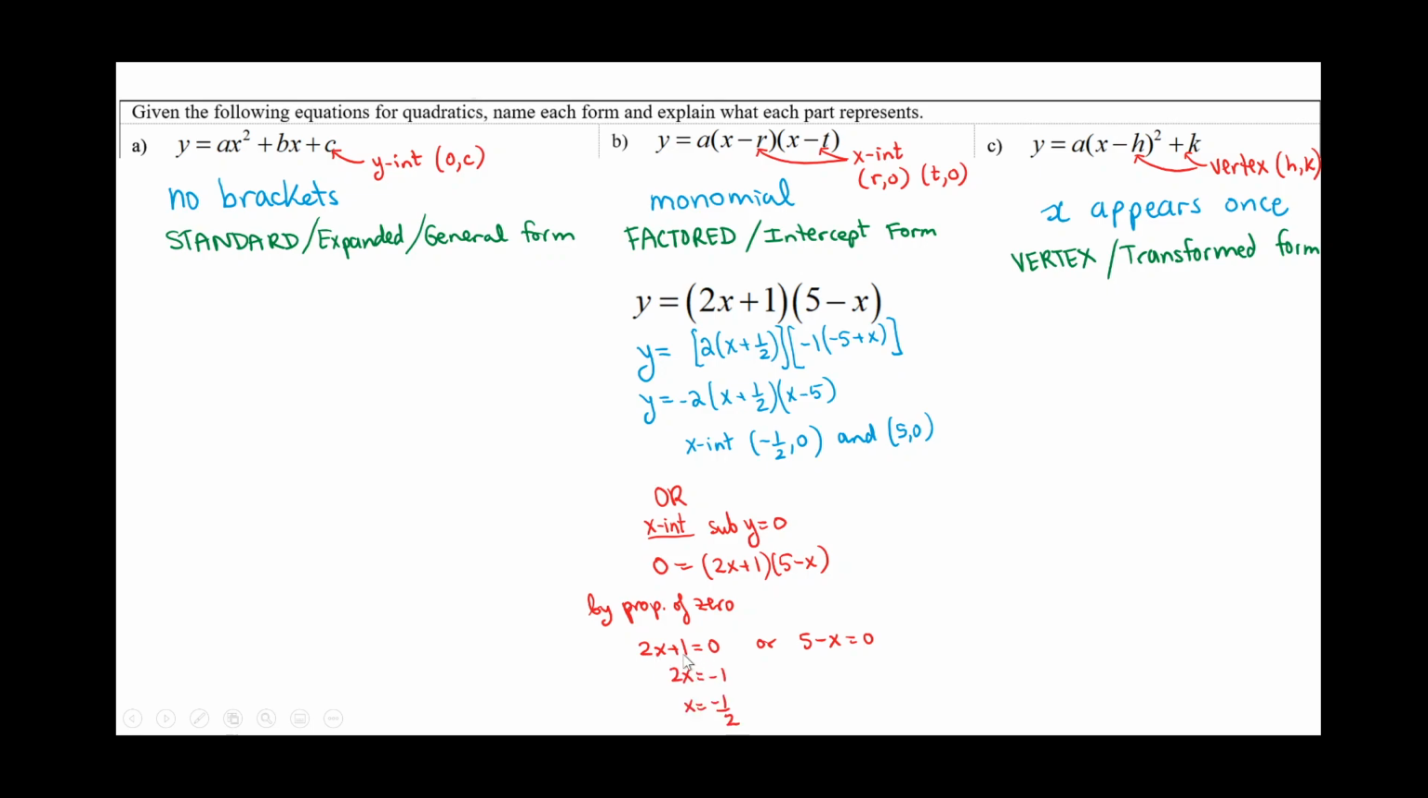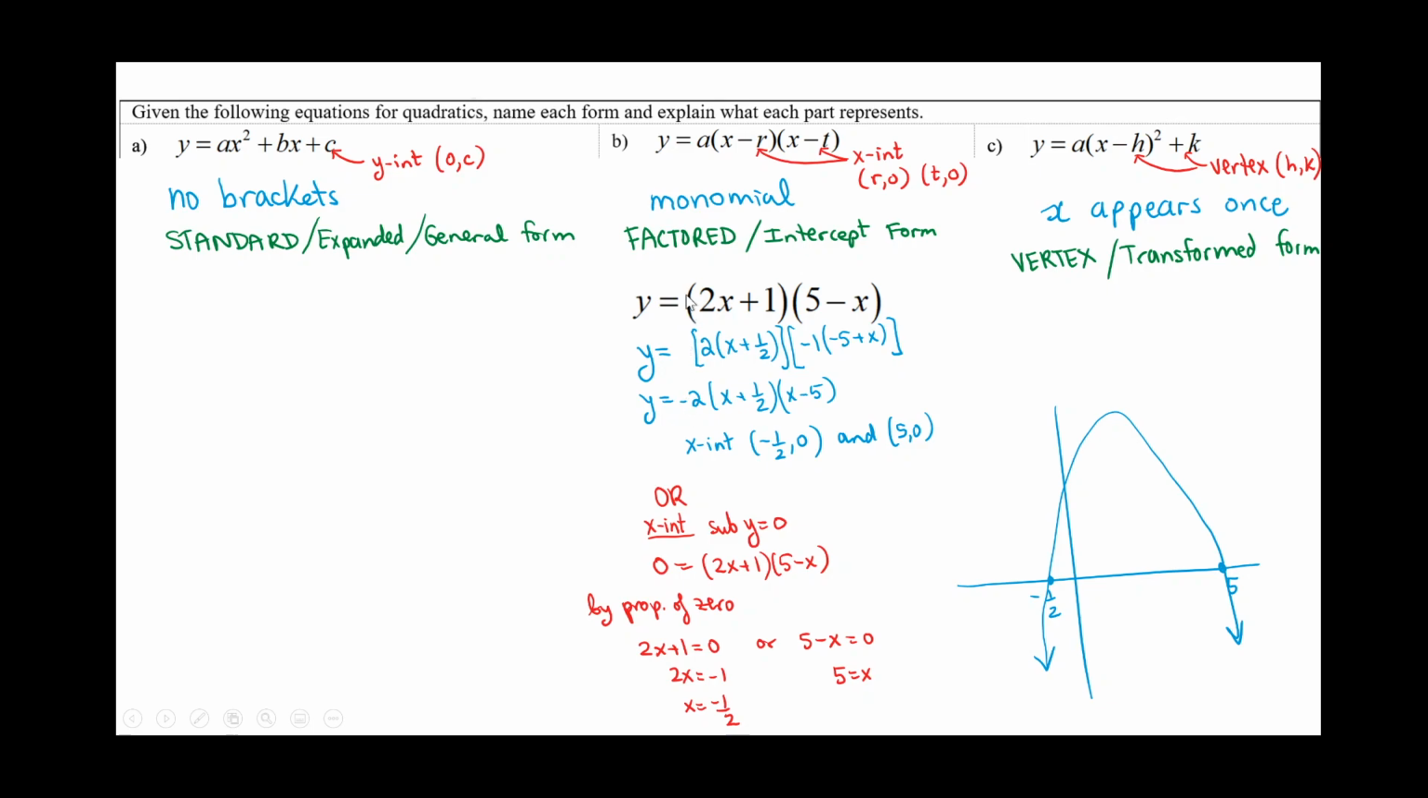So if you move 1 to the other side, then divide by 2, you get x = -1/2, which matches what we had there. And then if you move x to this side, we'll have x = 5, which also matches here. So if you were to sketch this approximately, we'd have those 2 x-intercepts. And then we know that it opens down because of the a value once you fix the format.